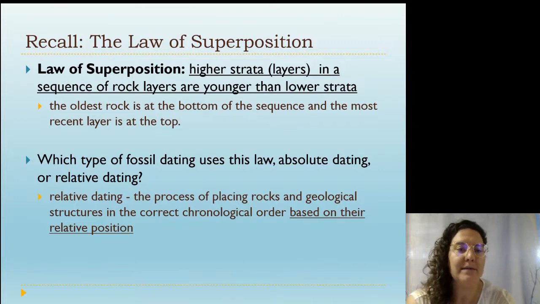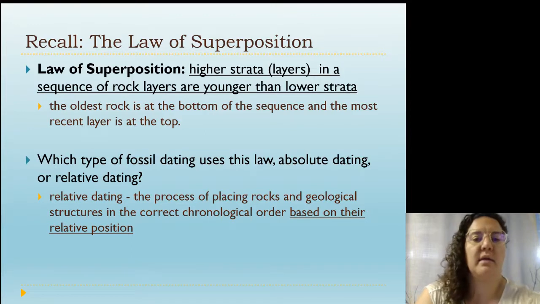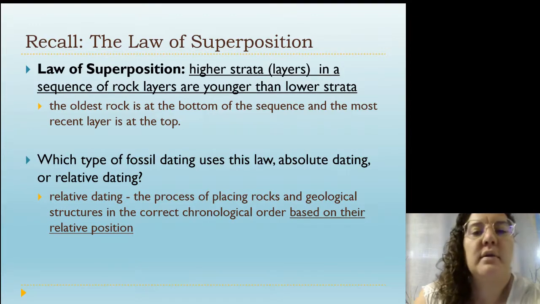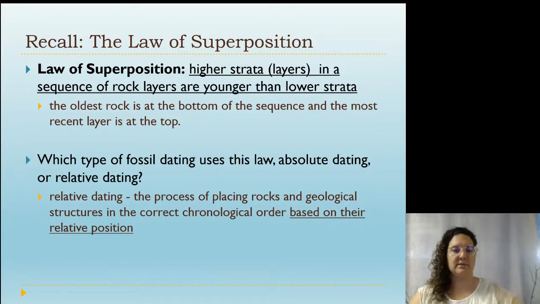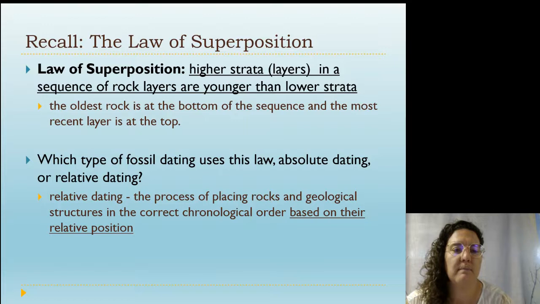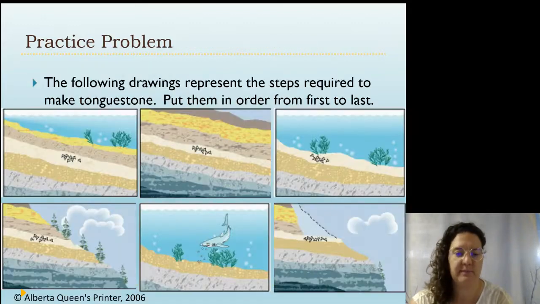Now, looking back at the law of superposition, this is when higher strata, higher layers in the sequence of rocks, are younger than lower strata or lower layers of rocks. So when we're using fossil dating, do we use absolute or relative fossil dating? Well, first we use relative dating to place these rocks in order. And so if we're using relative fossil dating, we would be using the law of superposition.